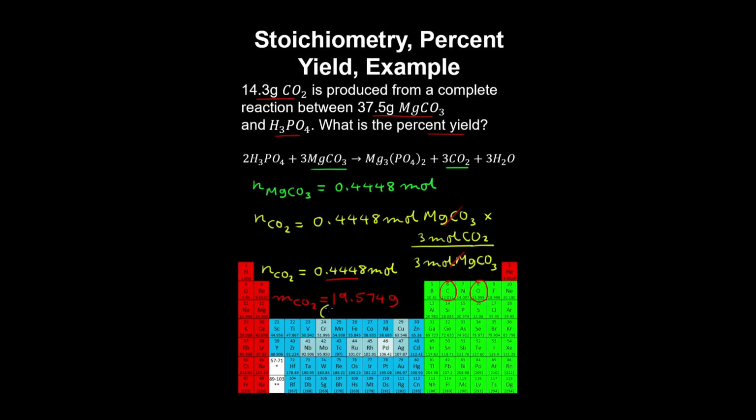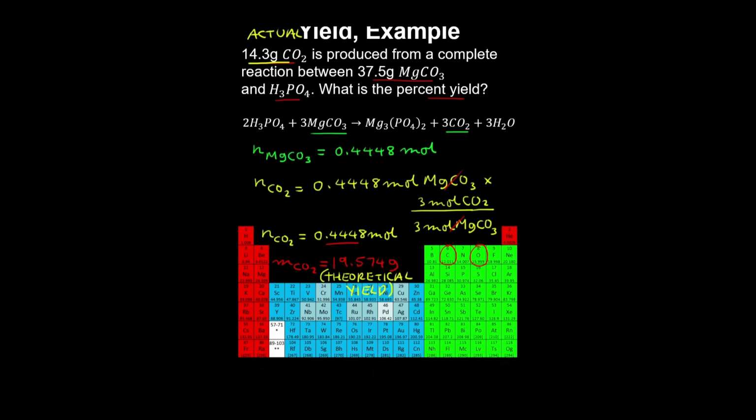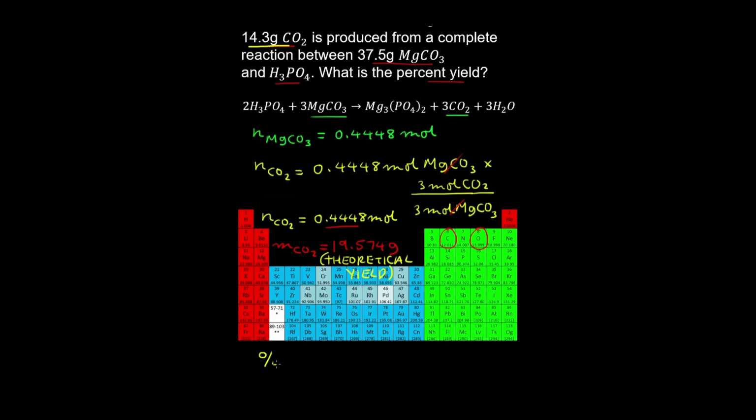And this is called the theoretical yield, and the actual yield is given in the problem. So to obtain a percent yield of CO2, we divide the actual yield by the theoretical yield and multiply by 100%, which gives 73.1%, using 3 significant figures, which is the least number given in the problem.